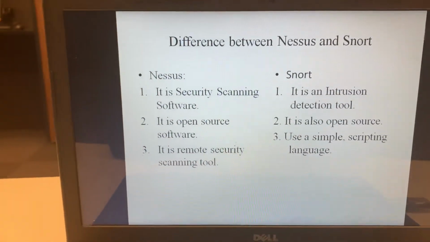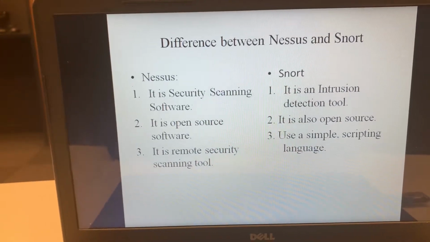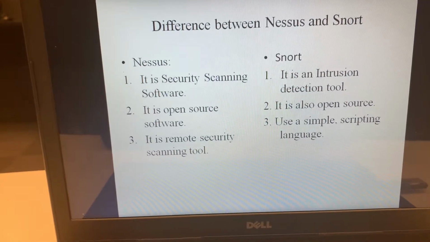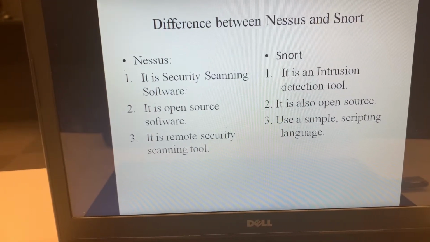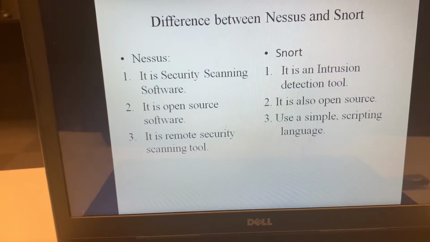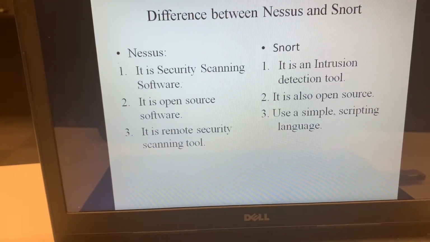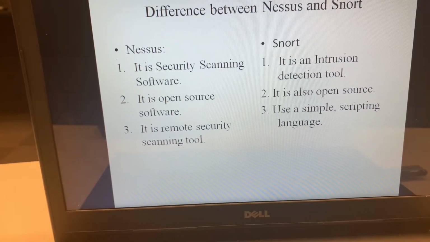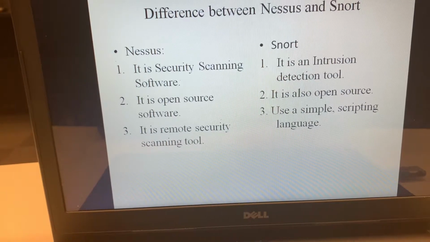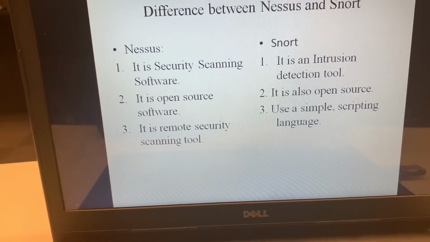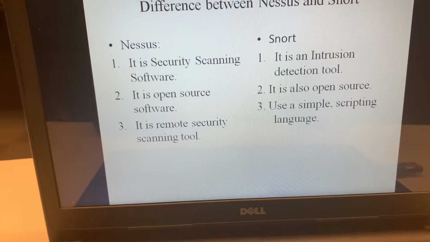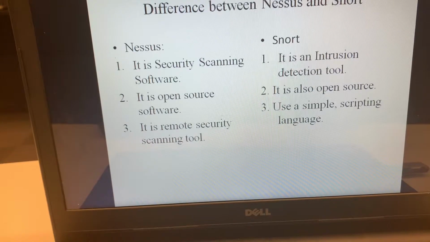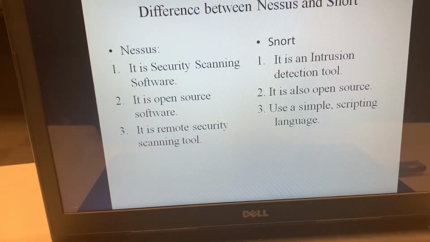After this, I will discuss the difference between the Nessus and the Snort security tool. Nessus is a security scanning software, whereas Snort is an intrusion detection tool. Nessus is open source software, whereas Snort is also open source, but it can be run on any operating system, whereas Nessus can only be operated on the Unix operating system. Lastly, Nessus is a remote security scanning tool, whereas Snort uses a simple scripting language.